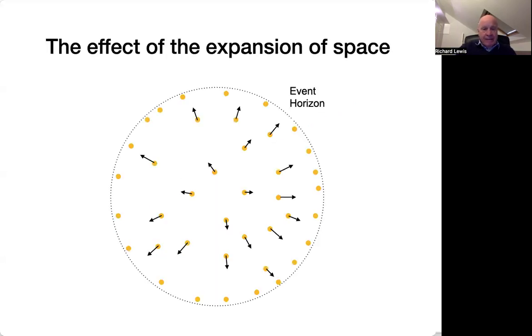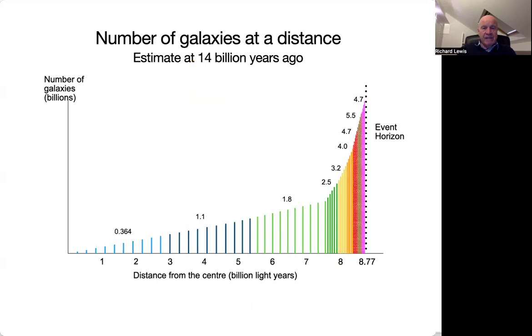So what's going to happen? Well, space is expanding, and the rate of expansion is the same everywhere, but the actual expansion effect, the recession velocity for each galaxy, is proportional to its distance from the center. But given that the galaxies cannot cross the event horizon, the galaxies are prevented from crossing it. And you can see the effect.